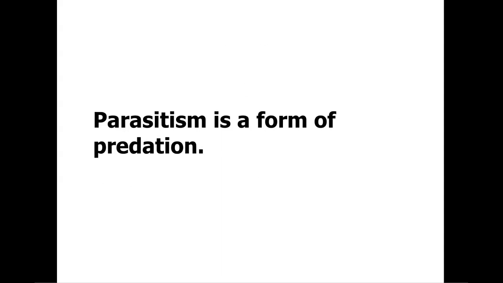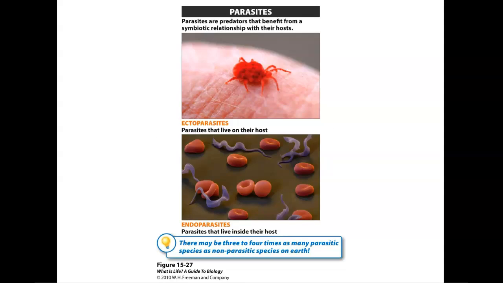So parasitism is a form of predation. It's a symbiotic relationship in which one organism benefits while the other is harmed. There are actually two types of parasitism. You have ectoparasites, which are parasites that live on their host. These include things such as lice, leeches, ticks, and mites. Then you have endoparasites. These parasites live inside of their host, endo. And so that includes things such as worms and fungi.